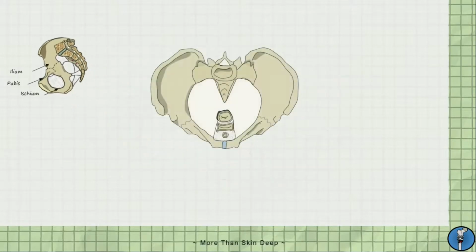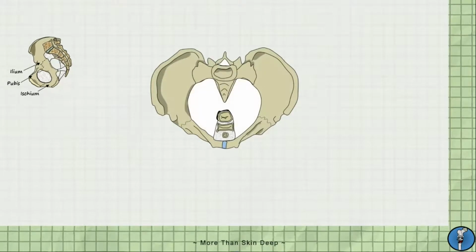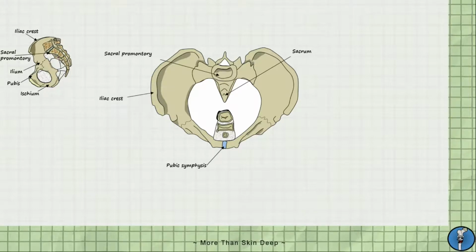This is a superior to inferior view of the pelvis. Here is the aforementioned pubic symphysis. To orient ourselves, the sacrum lies posteriorly, with the sacral promontory superiorly. Laterally lies the iliac crest of the ilium. Recall that the sacrospinous ligament divides the space between sacrum and innominate bones into the greater and lesser sciatic foramina.